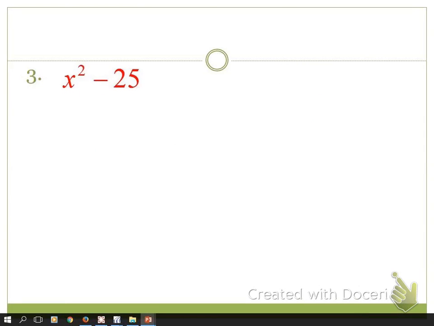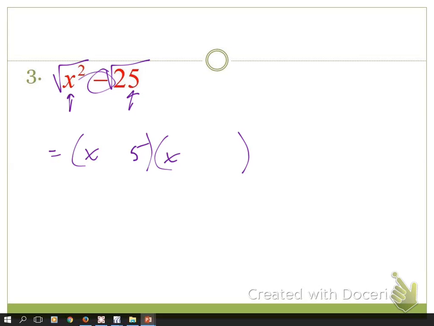Okay? This guy, is it two terms? 1, 2? Yes. Is it the difference? Yes. And can you square root both of them? And the answer to that is yes. Not a GCF, so I don't have to worry about factoring out a GCF. But I have to square root these guys. The square root of x squared is x. The square root of 25 is 5. And then we go plus and minus, and we're done.